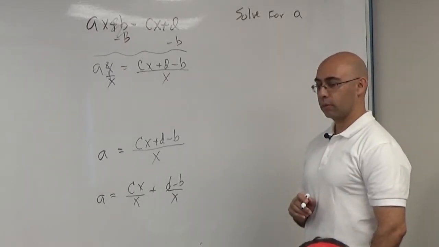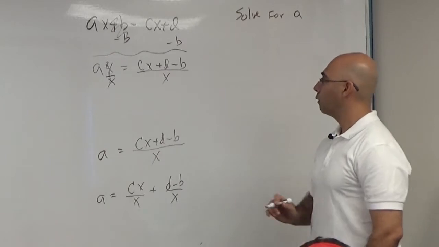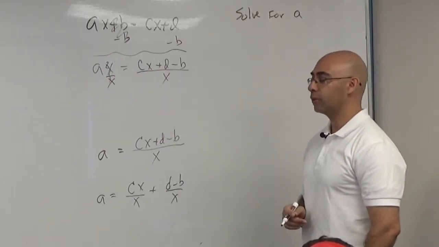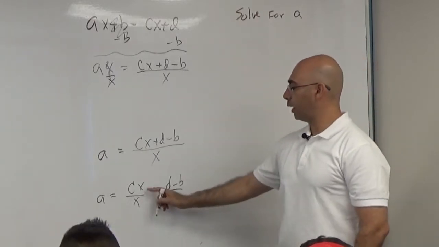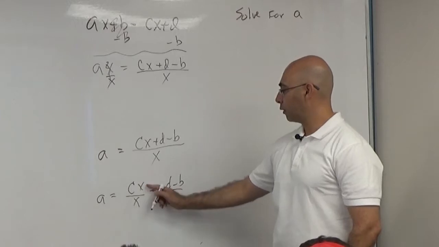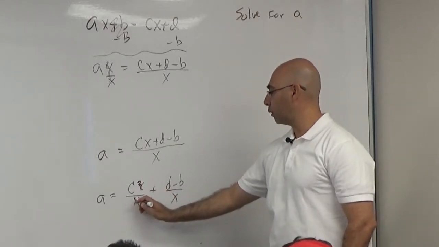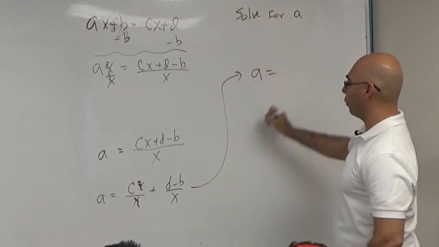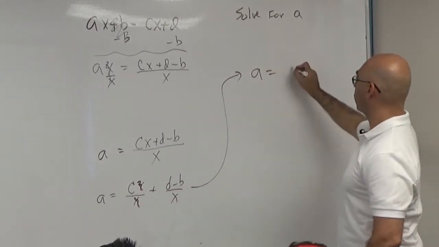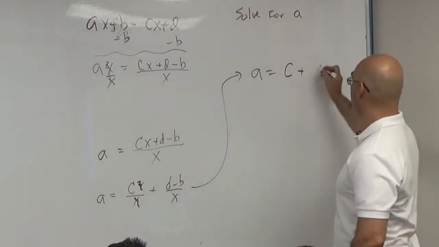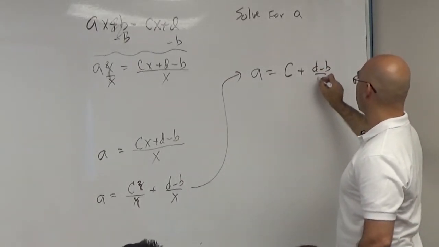Yes, sir? Why did you divide off x instead of just subtracting it? Well, what is the x doing to the a? Oh, multiplying. So what's the opposite of multiplying? Dividing. Now looking here, what can I do with these x's? I can cross them out because x divided by x is 1, right? So I'm going to rewrite this up here. So that means a equals, all I'm left with there is a c plus, and then I can't do anything with this, so I'll just rewrite it as d minus b over x.